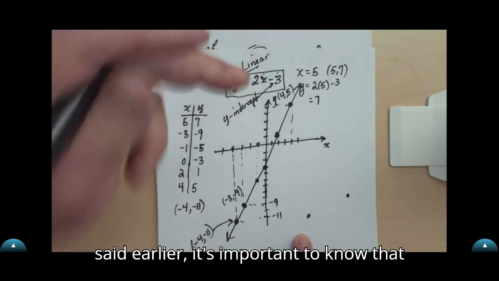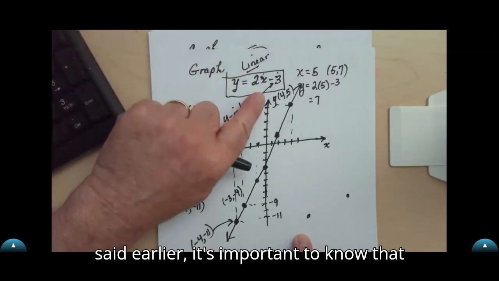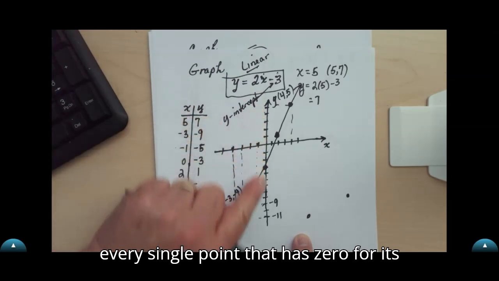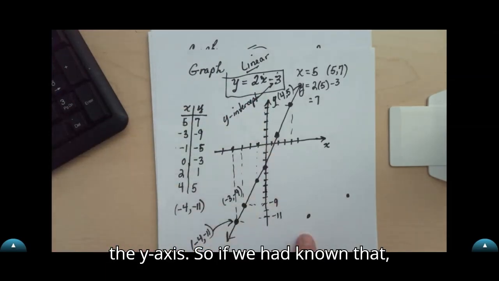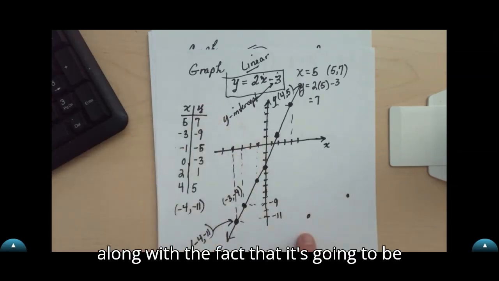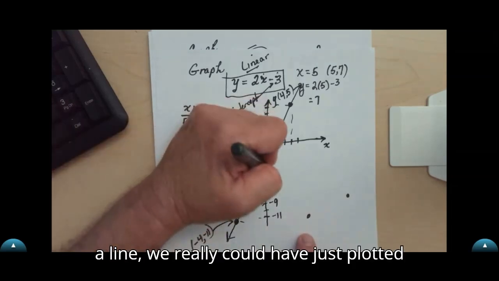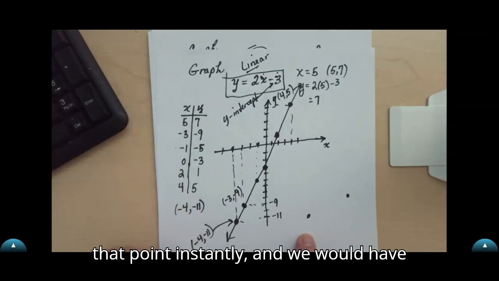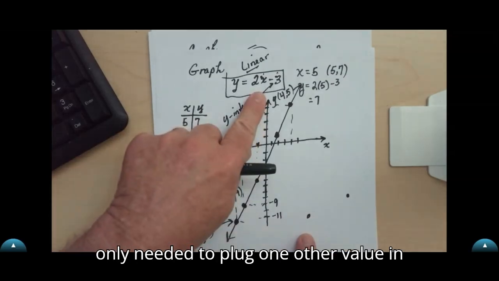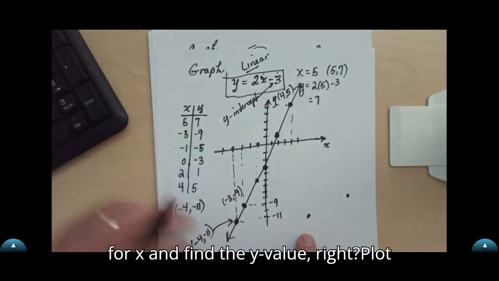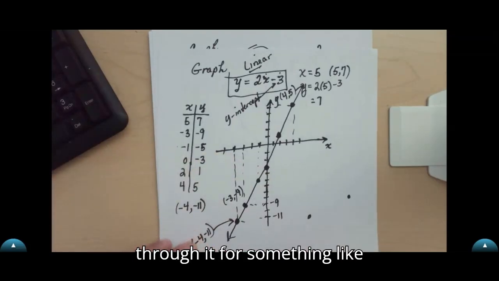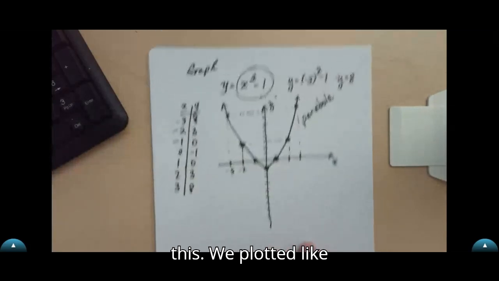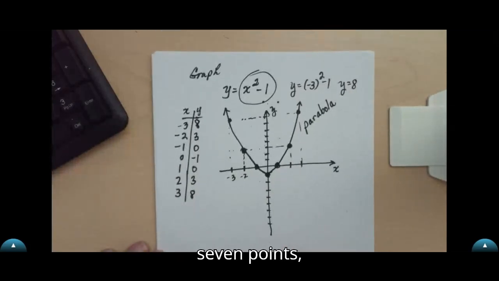And just like I said earlier, it's important to know that every single point that has 0 for its X coordinate is going to be a point on the y-axis. So if we had known that, along with the fact that it's going to be a line, we really could have just plotted that point instantly, and we would have only needed to plug one other value in for X and find the Y value, right? Plot that point, draw the line that goes through them. For something like this, we plotted like 7 points.